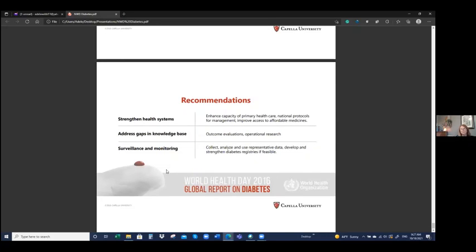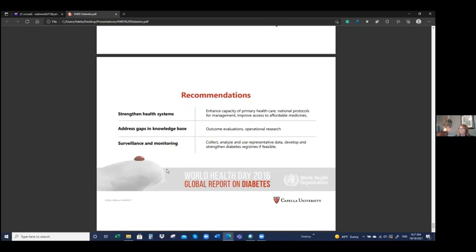Strengthen your health systems. Get that van out there into the communities, address people where they live, help them understand, really look at their knowledge and their education, teach them on their level, and then look at the data, try and identify the trends.